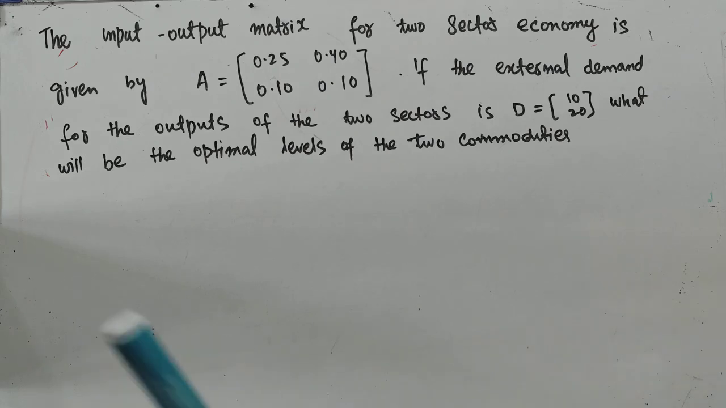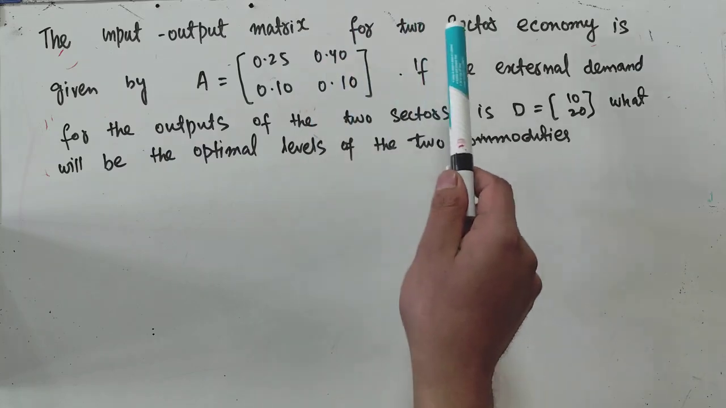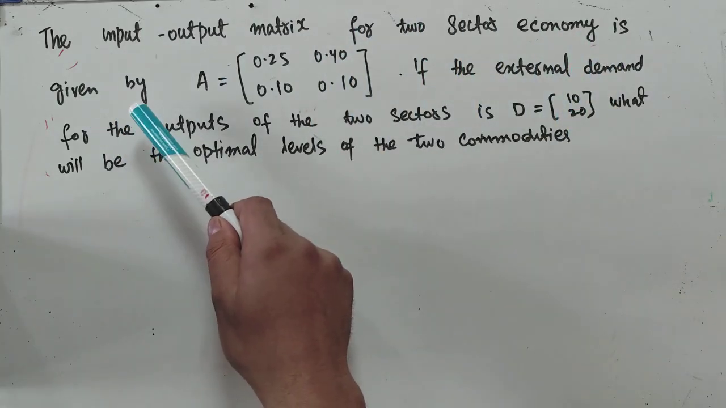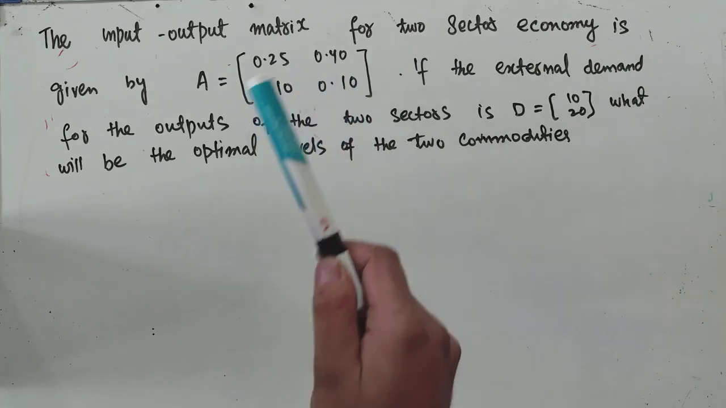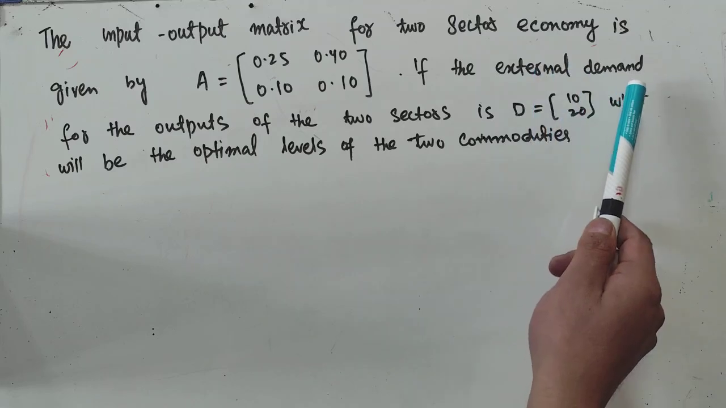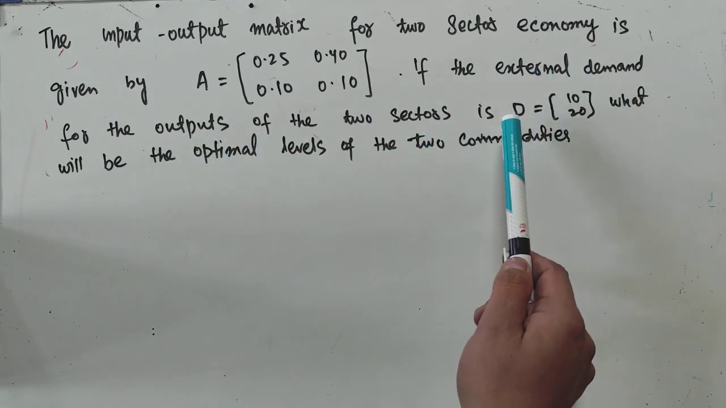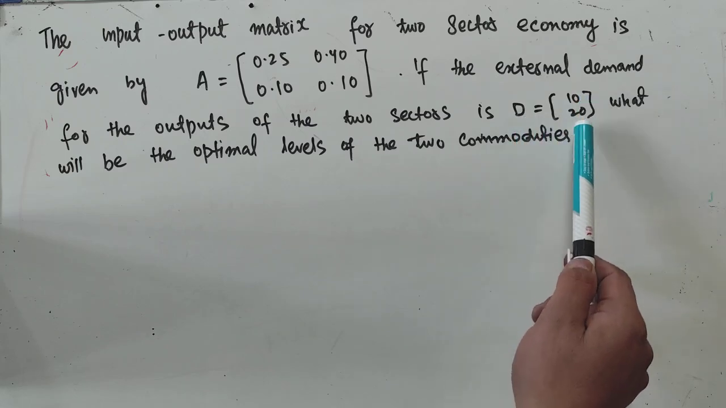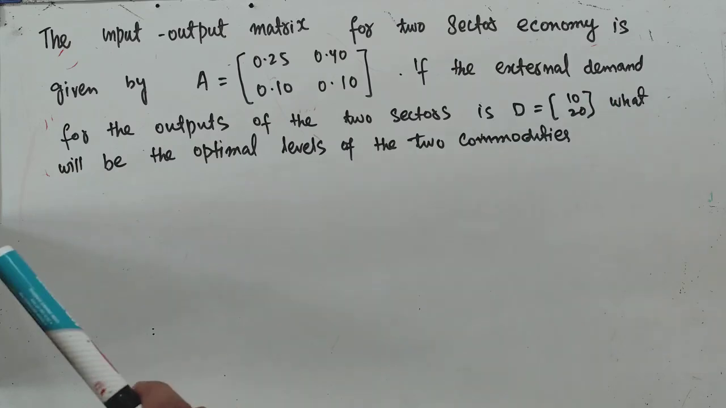Next question is on the input-output model. The question is, the input-output matrix for a two-sector economy is given as A equal to 0.25, 0.4, 0.1 and 0.1. This is our input-output matrix. If the external demand for the outputs of the two sectors is given as D equal to 10 and 20, which is a column matrix, we are supposed to find out the optimal levels of the two commodities.